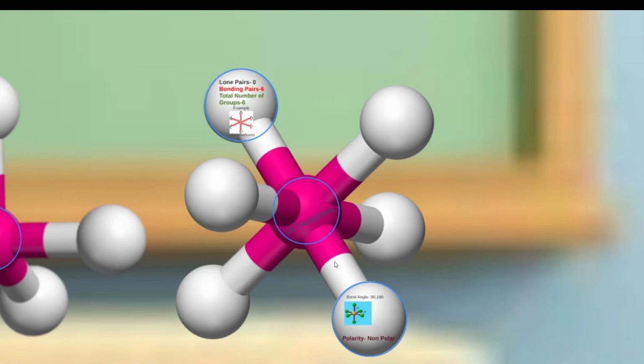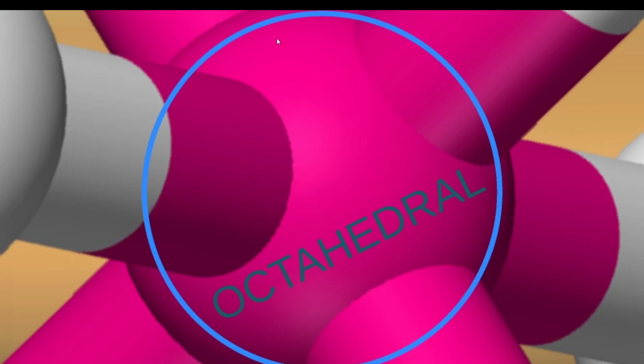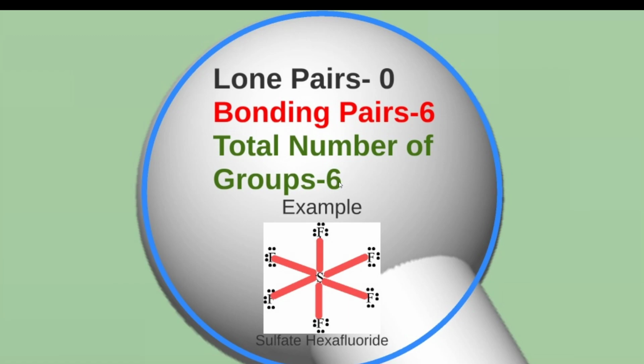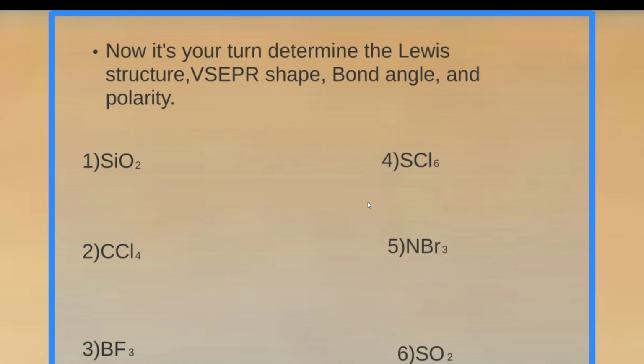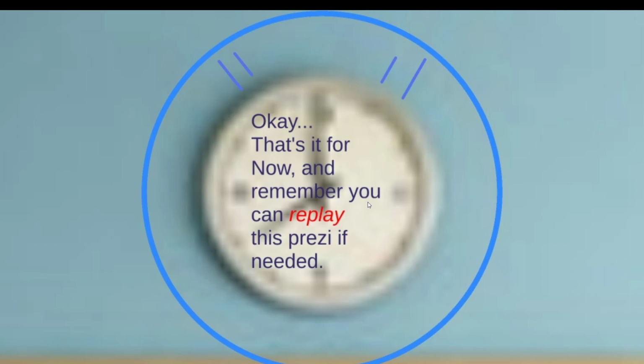Next we have octahedral, and even just taking a look at it, we can say, hey, this one has all of its charges spread out evenly. This one's likely to be nonpolar. If we look at it closer, we have no lone pairs, bonding pairs of 6, total groups of 6. Everything's spread out fairly evenly. We consider it nonpolar. And these are supposed to be practiced, but we're going to go over them in class here.